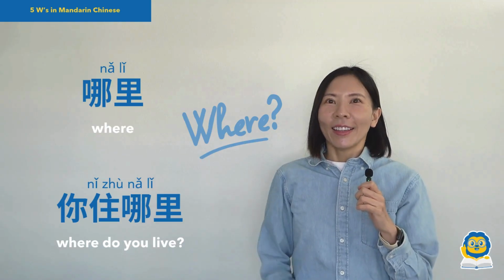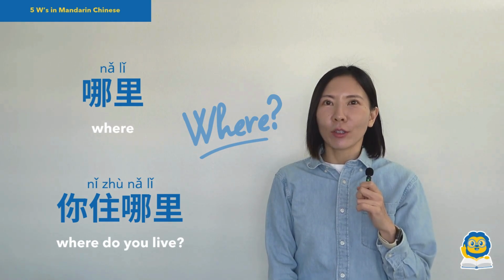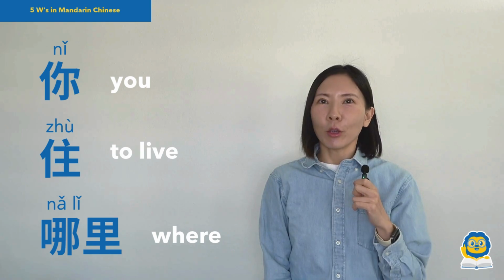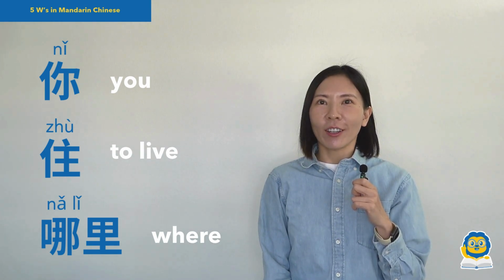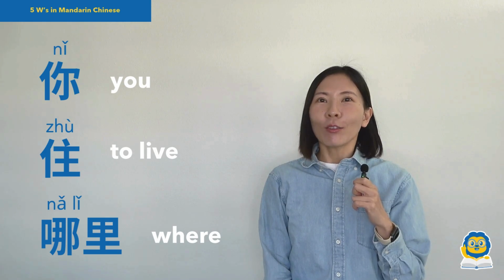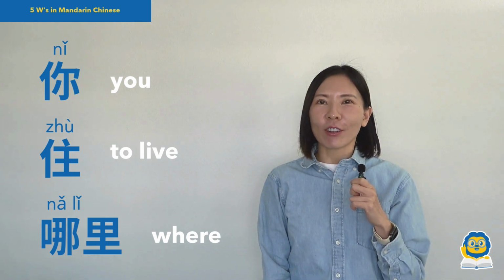哪里? 哪里 means where. 你住哪里? Where do you live? 你 means you. 住 means to live. 哪里 is where. 你住哪里? You live where is the grammatical structure in Mandarin Chinese to ask, where do you live?